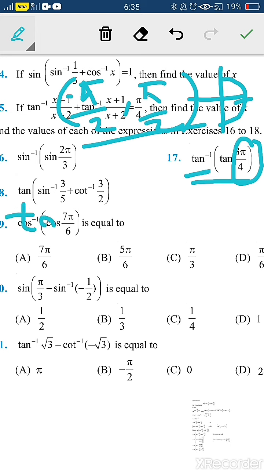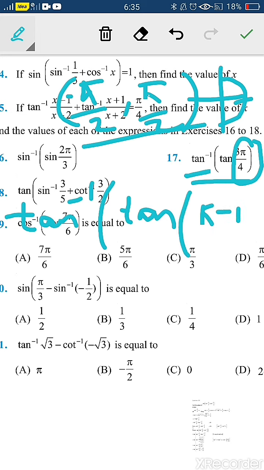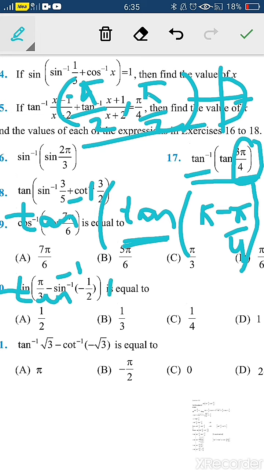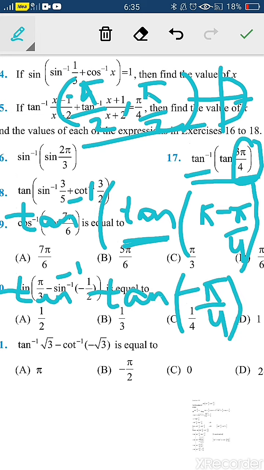So we can write it as tan inverse of tan. Again I can write this function as pi minus pi by 4, right? I can write it as tan inverse tan, because it lies in the second quadrant. 3 pi by 4, numerator is less than denominator, so it means second quadrant. So now in the second quadrant tan is negative, so our next step is tan inverse tan of minus pi by 4. Tan of pi minus theta is tan of minus theta, right?